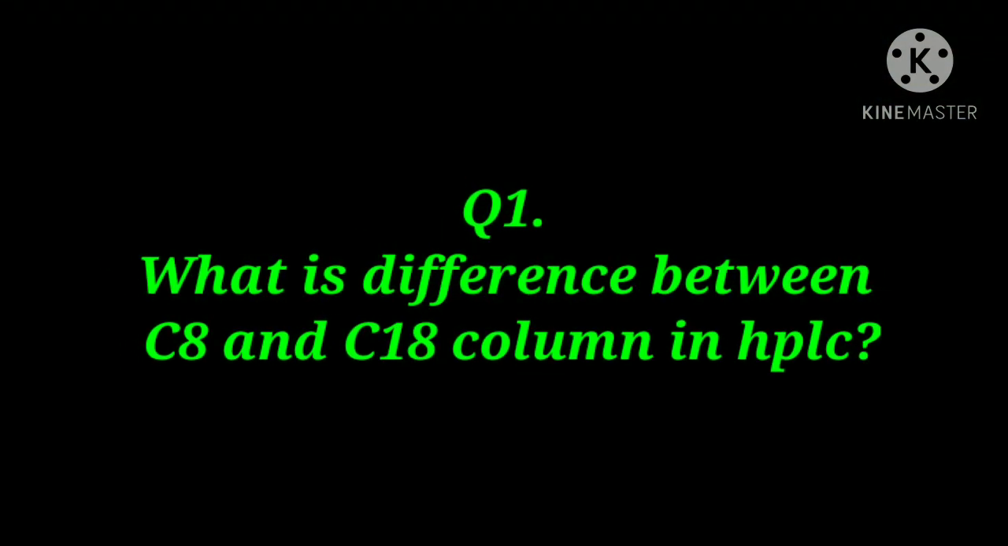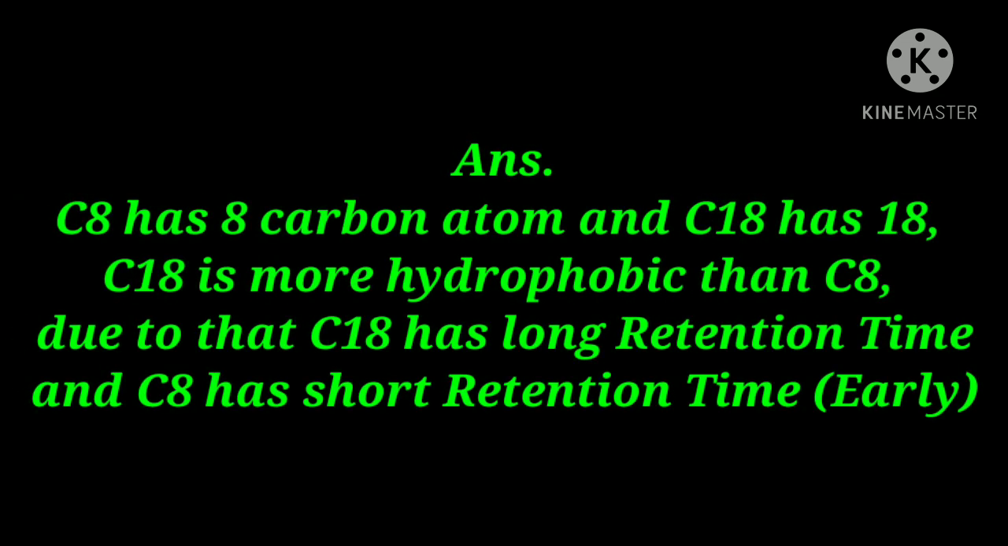First question is, what is the difference between C8 and C18 column in HPLC? So answer is C8 has 8 carbon atoms and C18 has 18 carbon atoms. C18 is more hydrophobic than C8. Due to that, C18 has long retention time and C8 has short retention time. That means C8 column gives short RT.